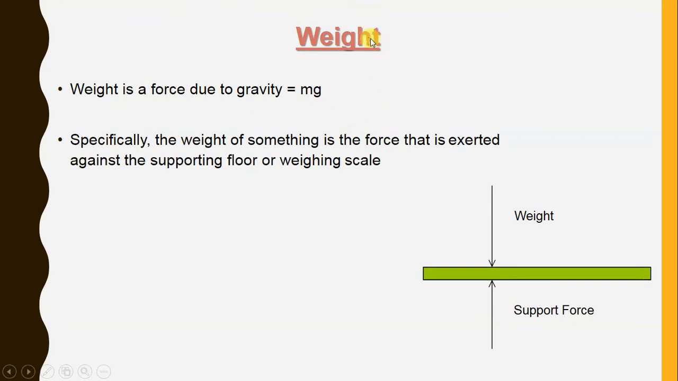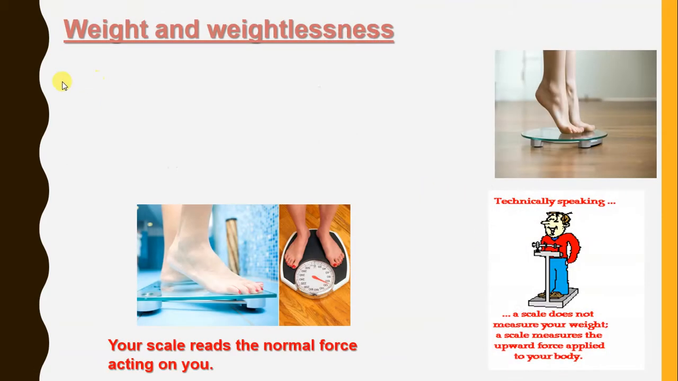First, weight, you all know it. It is the force exerted by gravity on our bodies, which is equal to the mass of our body times g, which is the free fall acceleration, or we can call it the acceleration due to gravity, which is 9.81 meters per second squared. Specifically, the weight of something is the force that is exerted against the supporting floor or weighing scale. Okay, now we will start with a new concept.